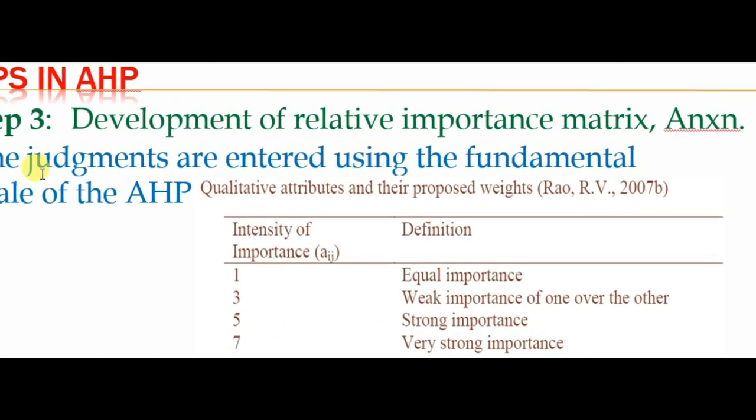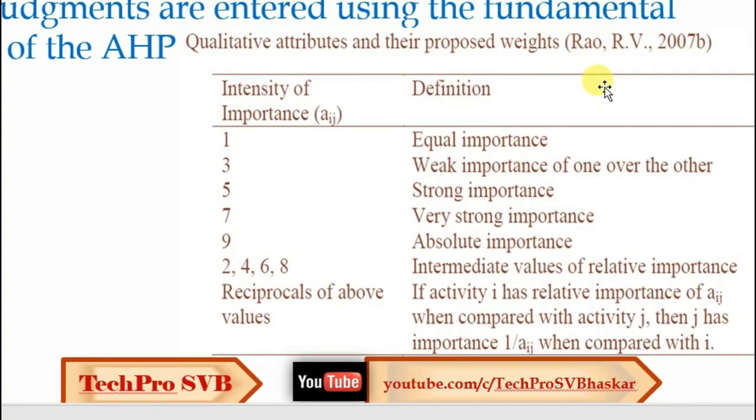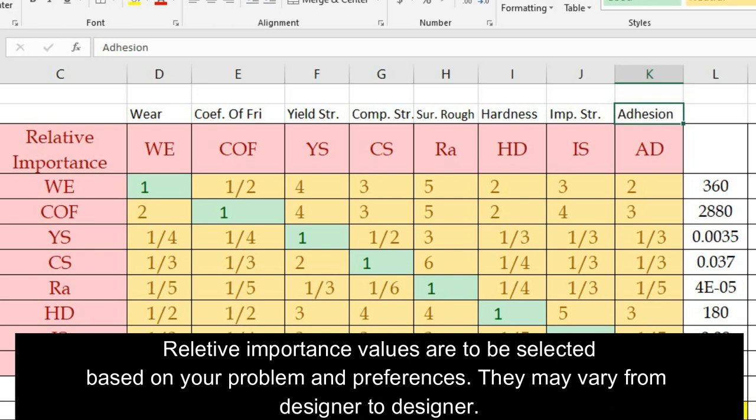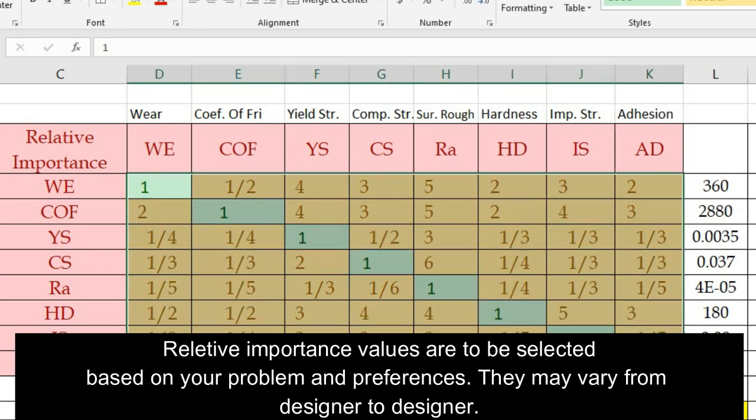Now for this we have to take help of this reference from Professor R.V. Rao, and here we decide the relative importance based on this definition. For example, intensity of importance can be assigned as 1 if the particular parameter is equally important with respect to the other. Similarly, a particular parameter can have intensity of importance 3 if it has weak importance over the other. Using this table, here we find this is the relative importance matrix decided. So this total is the relative importance matrix.